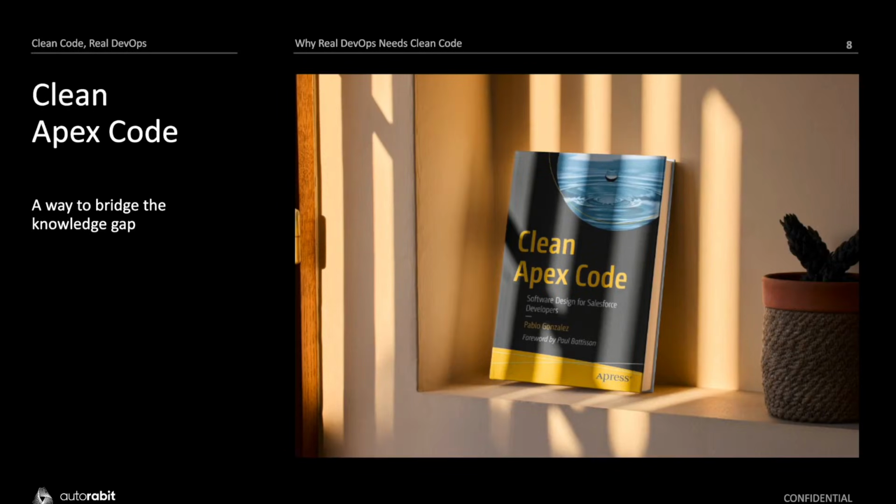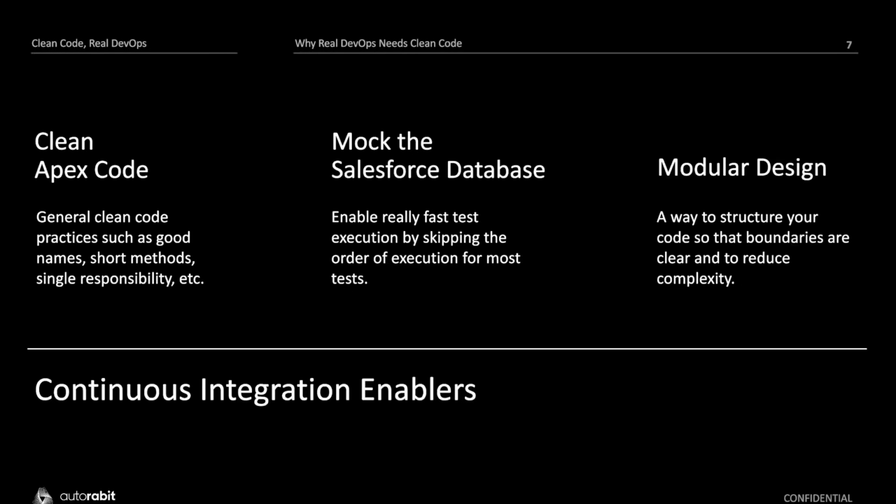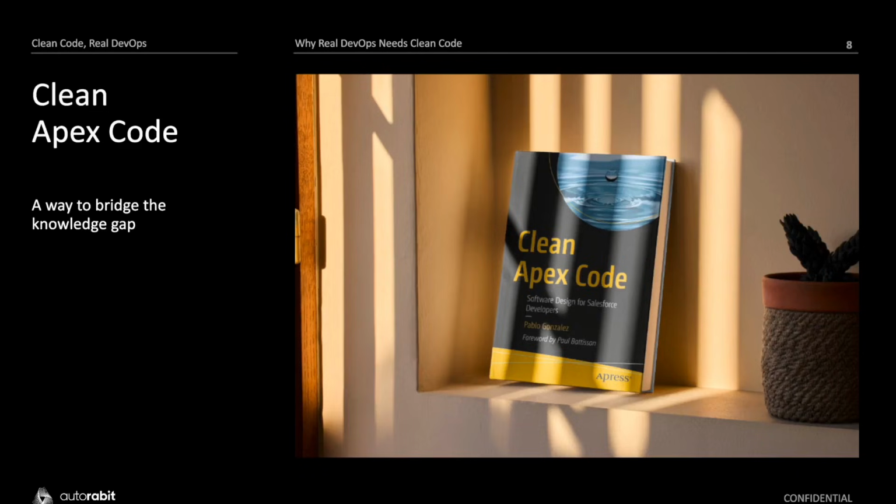So I realized that, okay, that's actually a lot, right? So you need clean code, you need to learn how to mock the Salesforce database, but you also need to learn about modular design. So these are not technological problems. This is a knowledge gap.